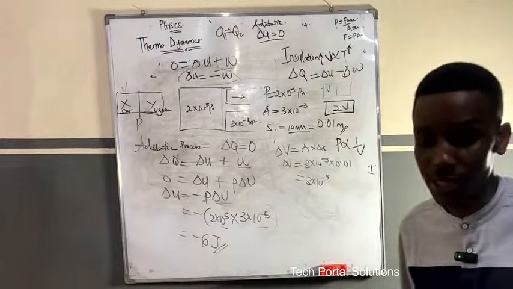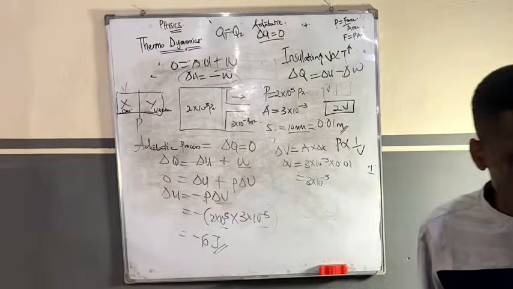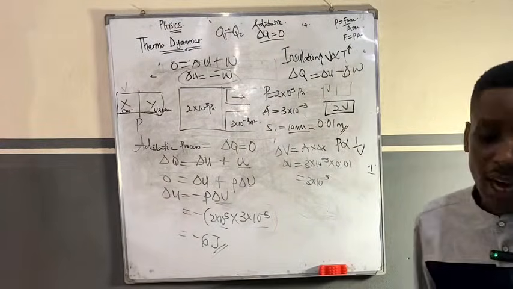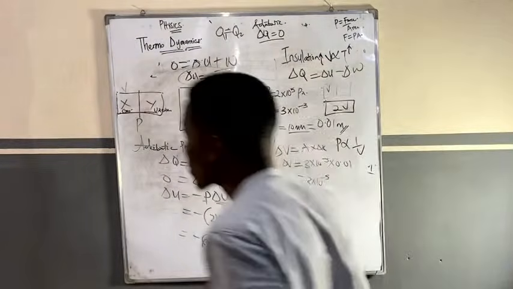At a pressure of 2 times 10 raised to the power 5 Pascal. So volume, pressure, and a temperature of 27 degrees Celsius. Yeah, I'm too fast. Let me ask you something.